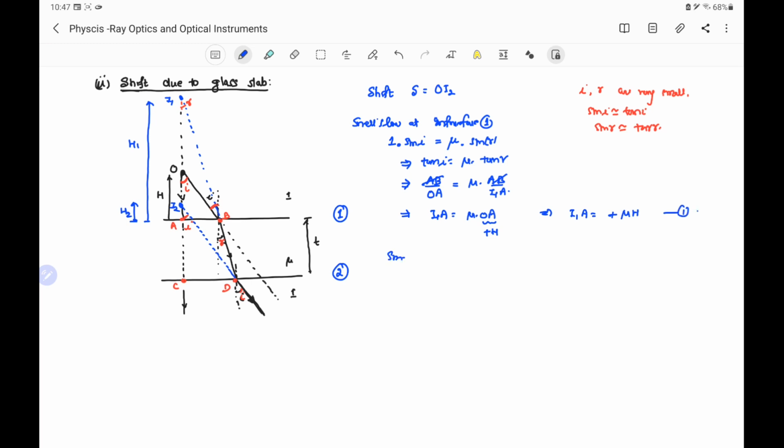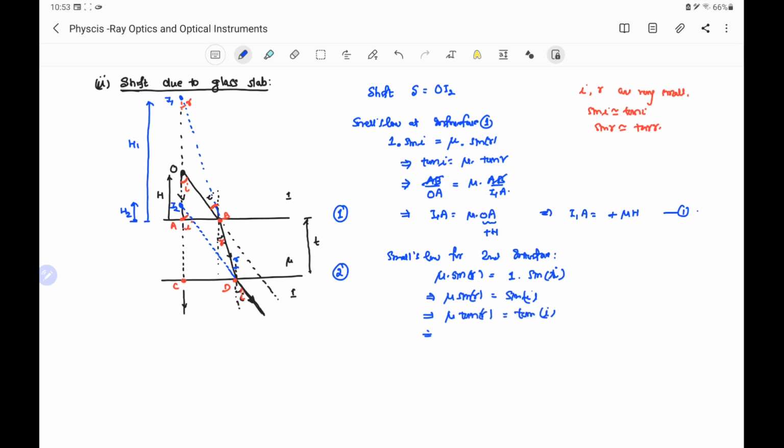Similarly, we apply Snell's law for the second interface, which will give mu into sin of the angle of incidence, which is R. Sin R, equal to 1 into sin of the angle of refraction, which is I. So this implies that mu into sin R will be equal to sin I, or mu into tan R equal to tan I.